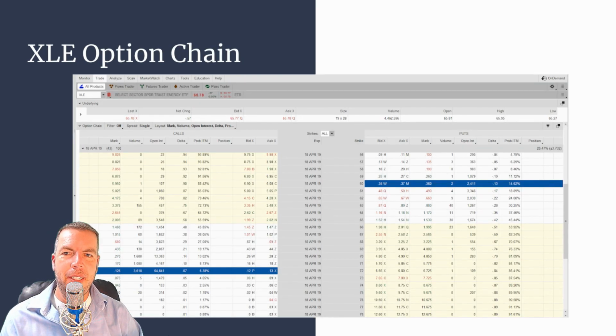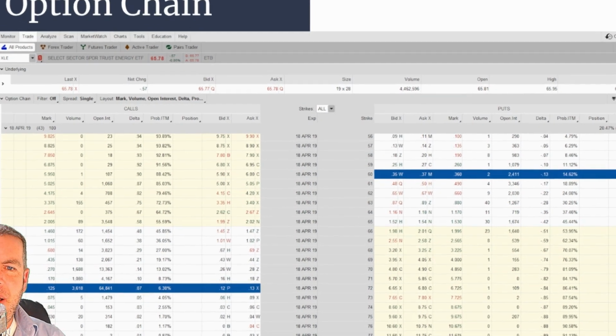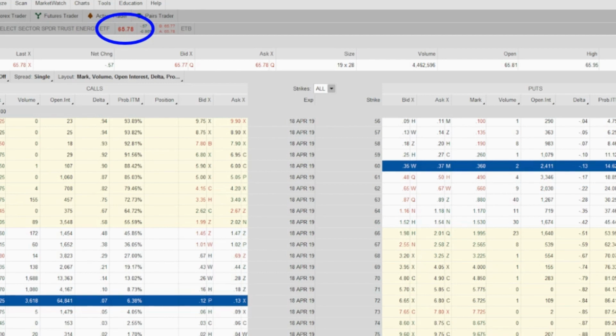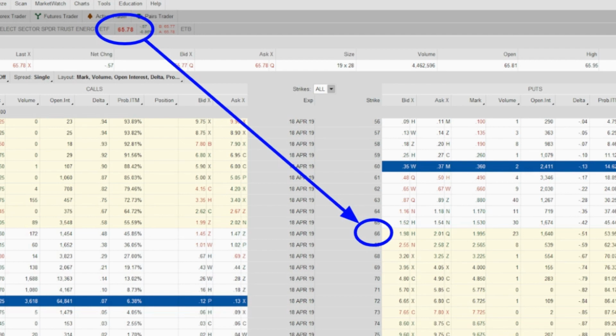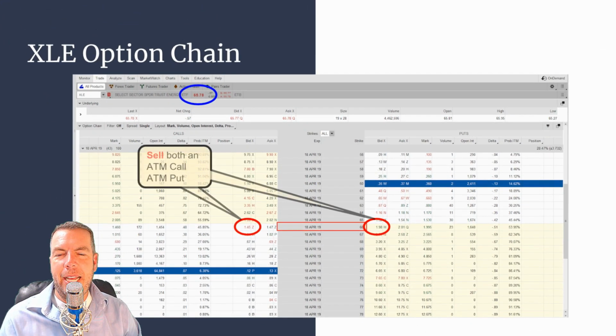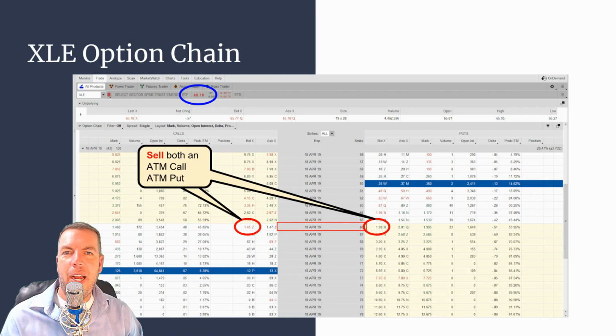So let's go ahead and take a look here. Let's look at XLE. We're looking at the options chain of XLE, and you can see that we're trading right now at $65.78. The closest at-the-money option would be this $66 strike right here. If we're selling an iron butterfly, we're going to sell the 66 call and also sell the 66 put. That's going to be the first half of our iron butterfly trade.